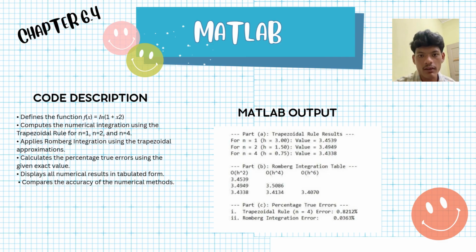The function f(x) equals 1 plus x squared was defined, and the trapezoidal rule was applied using n equals 1, 2, and 4. Romberg integration was then used to improve accuracy through extrapolation. Percentage true errors were computed by comparing with the exact value of the integral. Finally, the results were tabulated and compared with the manual calculation to confirm correctness and determine the most accurate method.